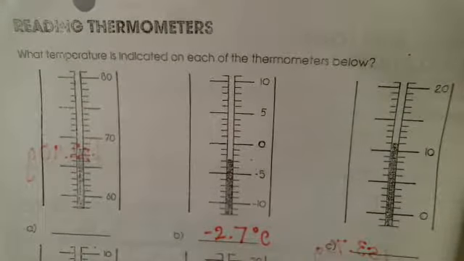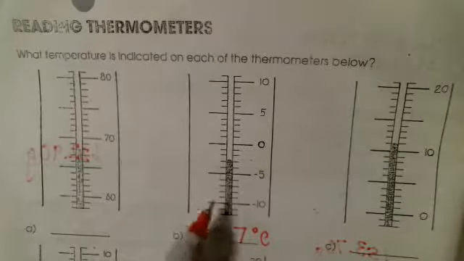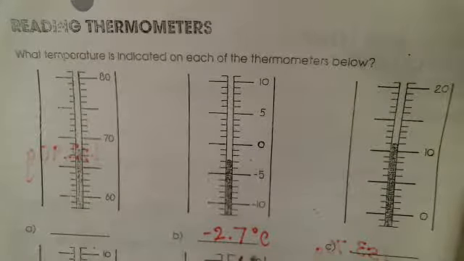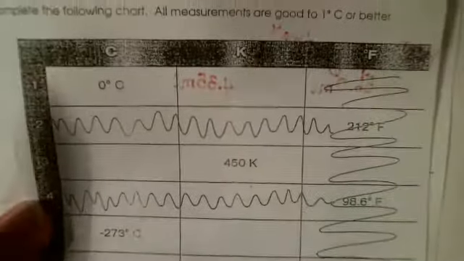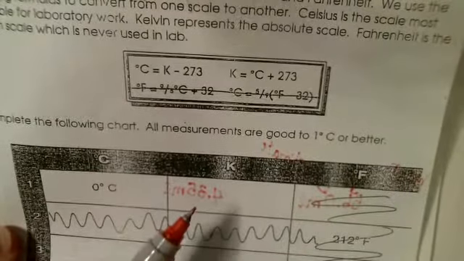Okay. Now this last estimated digit, not all of you are going to estimate the exact same number. So therefore I will accept a range. So for example, in this diagram, I would accept -2.7, -2.8, or maybe even around -2.9 degrees Celsius. Okay, complete all of these. And then I also want you to complete this table. Okay. This table, I only want you to worry about converting from degrees Celsius to Kelvin.